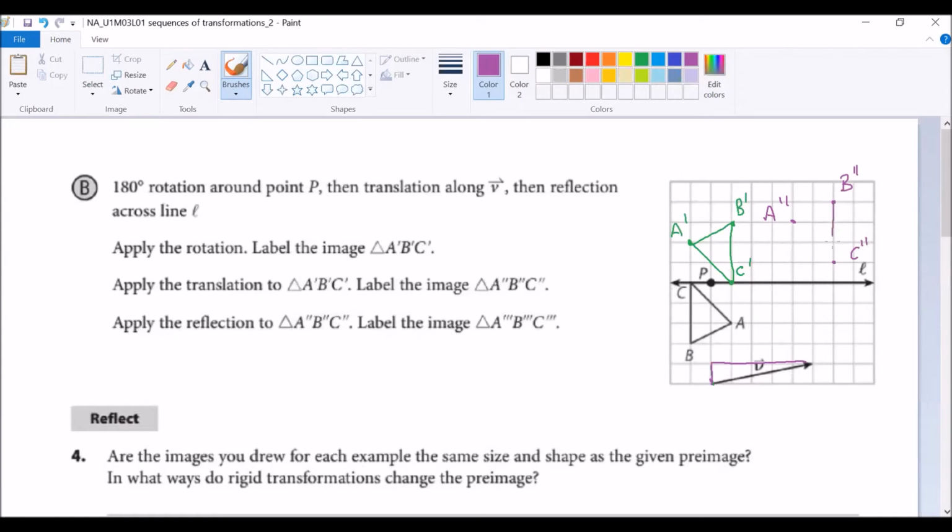Let's see if I can be nice and neat here. Ooh. Okay, close enough. So we got that part done.